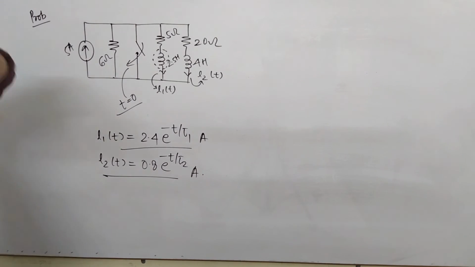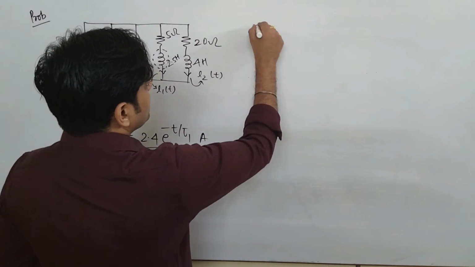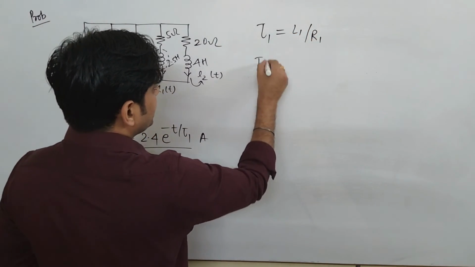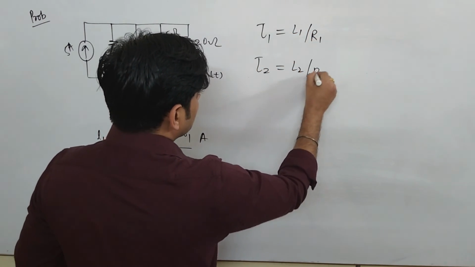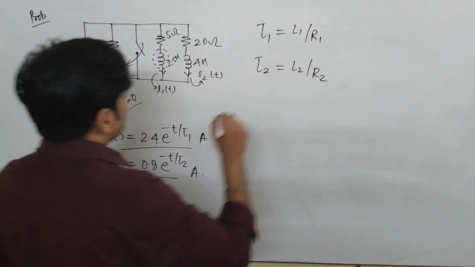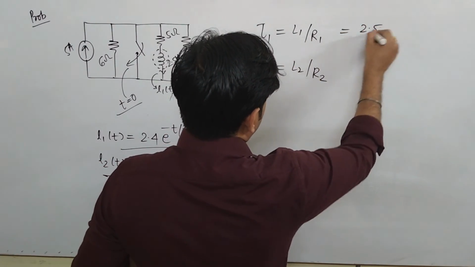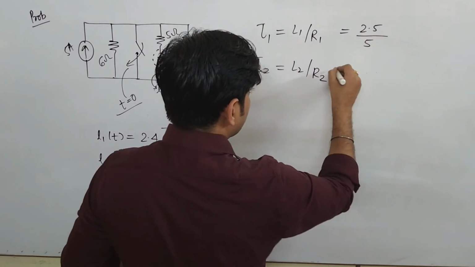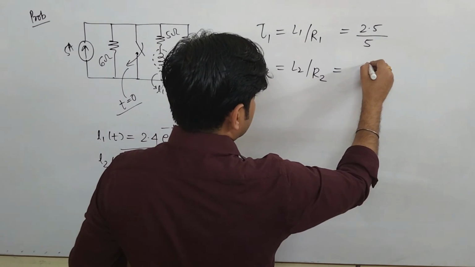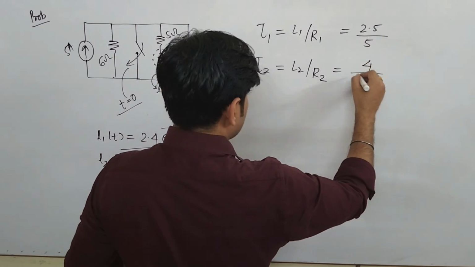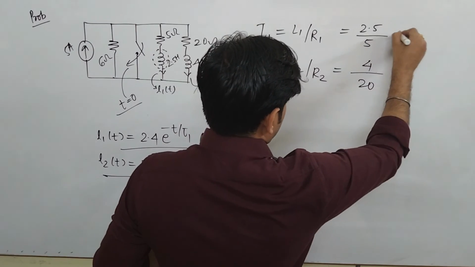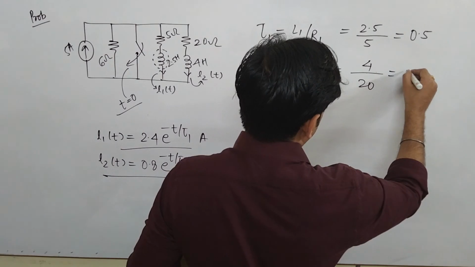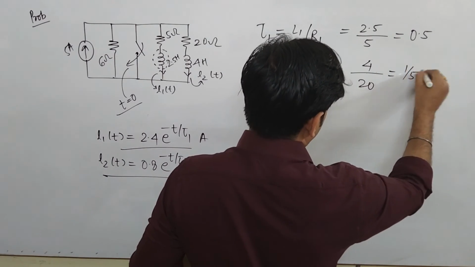So now we have to find the value of tau 1. So tau 1 will become L1 by R1 and tau 2 will become L2 by R2. As I said, the value of L1 is 2.5, the value of R1 is 5 ohm here. The value of L2 is 4 Henry and the value of R2 is 20. So that comes to be 0.5 and that comes to be 1 by 5.